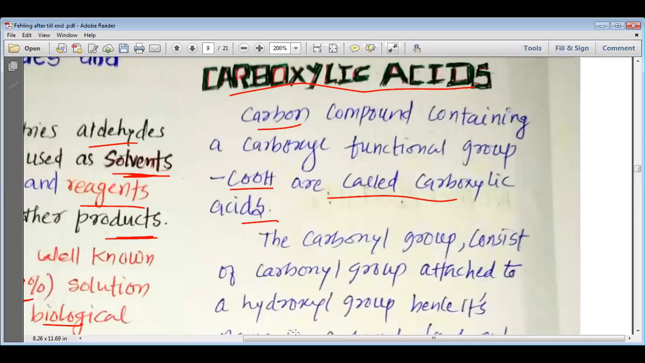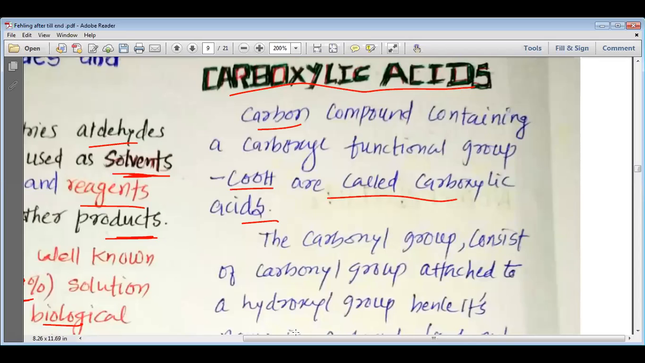Carboxylic acid may be aliphatic. Aliphatic means carbon has a chain, not a ring, but a chain. They may have some branches here or there, but this type of chain of carbon is known as aliphatic. If they are not ring compounds, not cyclic, then they are called aliphatic.